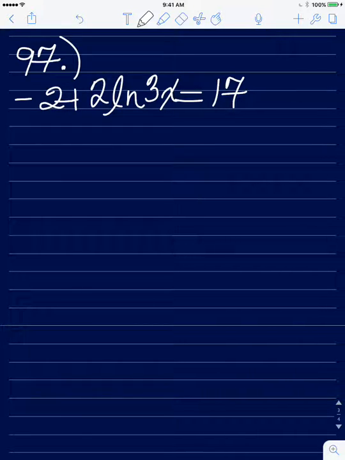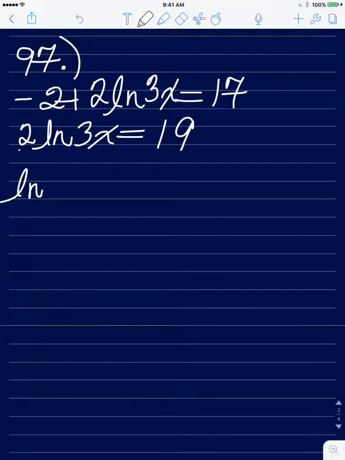Okay, I want to get x by itself. That's my goal every time. I'm going to add 2 to both sides first. Don't attack the natural log. Get everything farthest away from x out of the way first. So now I'm left with 2 natural log of 3x equals 19. Next, let's get rid of this 2 by dividing both sides by 2. So now I have the natural log of 3x equals 19 over 2.